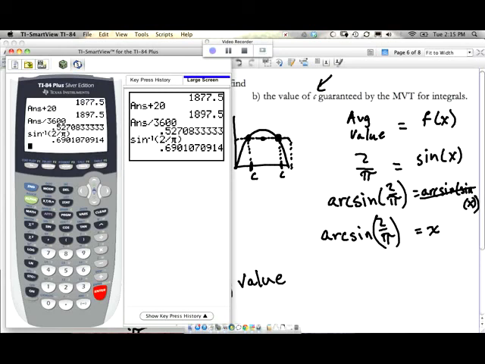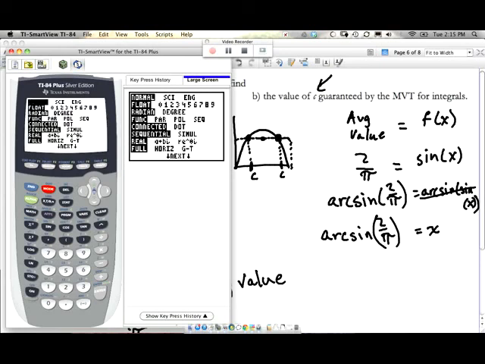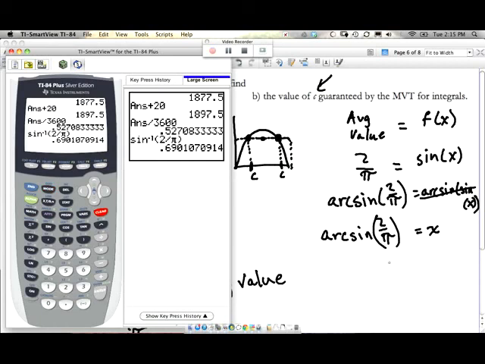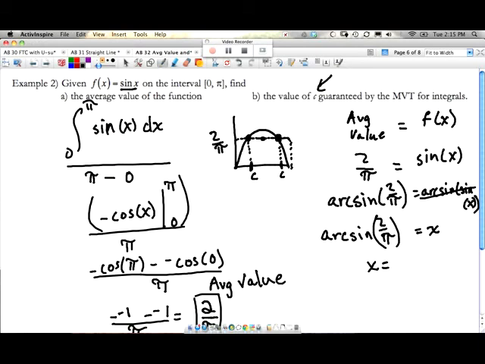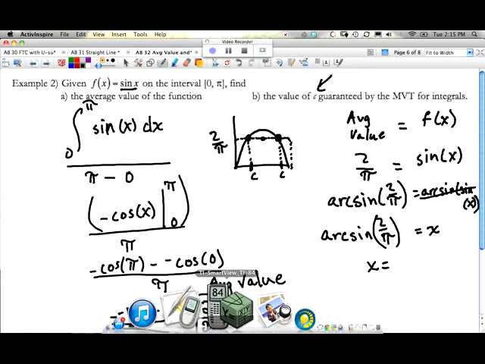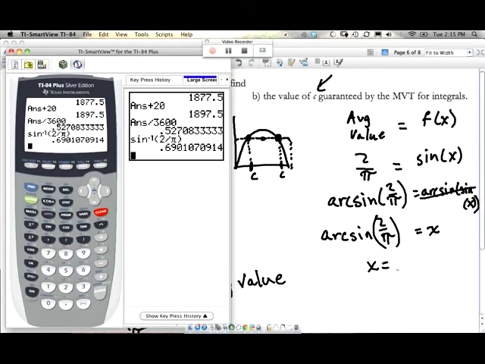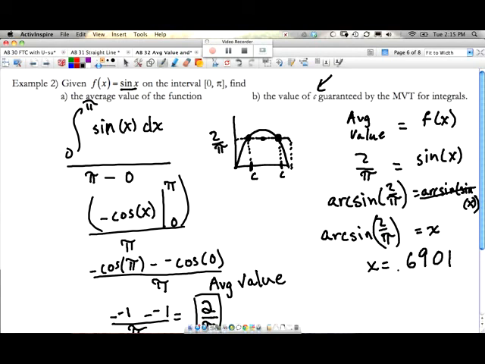So this is our answer in radians. Let's double check my mode. We are in radians. Perfect. So the answer would be x equals 0.6901. Boom. Done. That was almost too easy. Yeah, I think it was too easy.